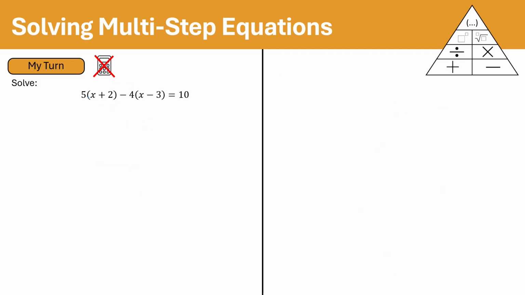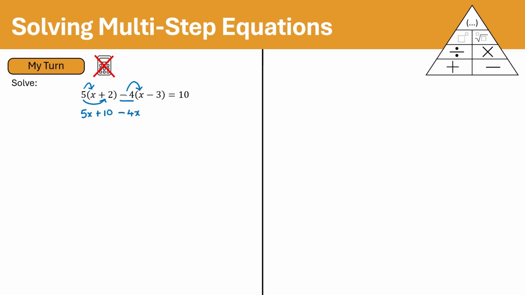So another example with brackets. Here we have 5 upon x add 2, subtract 4 upon x subtract 3, and that's equal to 10. Now I'm going to expand my brackets in the same way as I did before. So I'll do 5 multiplied by x, and I'll do 5 multiplied by positive 2 to give me 10. And then I have to be careful here. People often forget that this is actually a negative 4. So I'll do negative 4 multiplied by x to give me negative 4x.